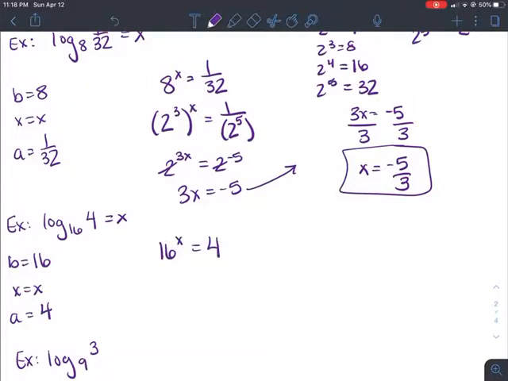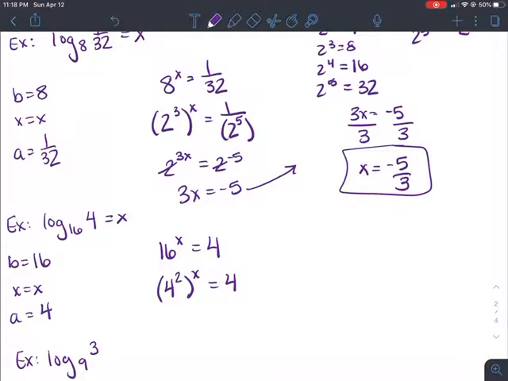Now again, 16 to the power of 1 is 16. 16 to the power of 2 is, not 32, sorry, it's a larger number than that. I don't know that off the top of my head, but it's bigger than 4. So what I need to do is find a common base between 16 and 4. I know that 4 goes into 16, so I'm going to do 4 to the power of something, x, equals 4.